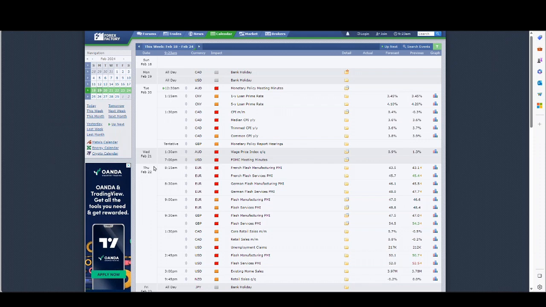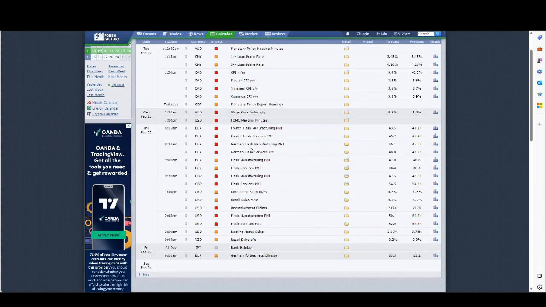7 o'clock in the evening, that's when that happens. Then Thursday, it looks like the busy day is Thursday, but it's all the manufacturing and services PMI data, and it's almost coordinated. You've got the UK, US, and the European Union, Eurozone area that release all their data on one day. So you'll get all the European, UK data out in the morning, and then the US data comes out at 2:45 in the afternoon.